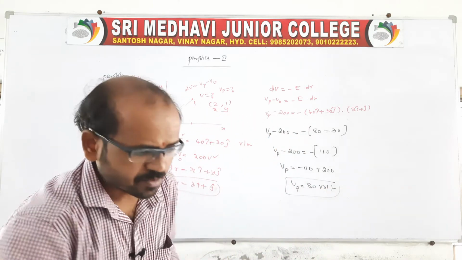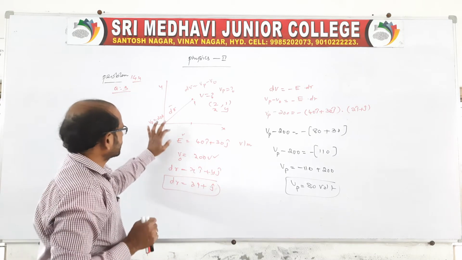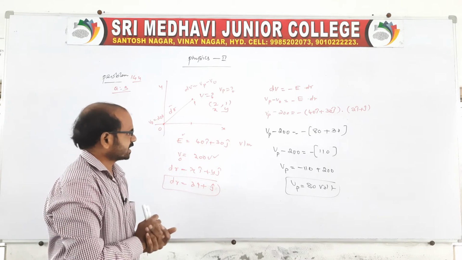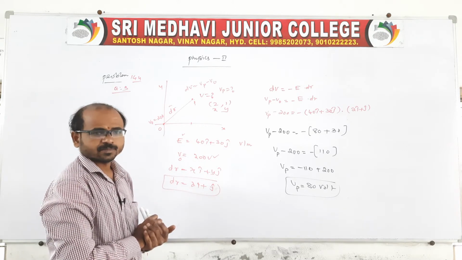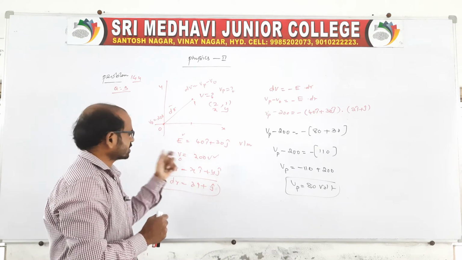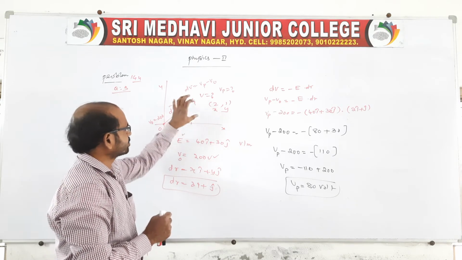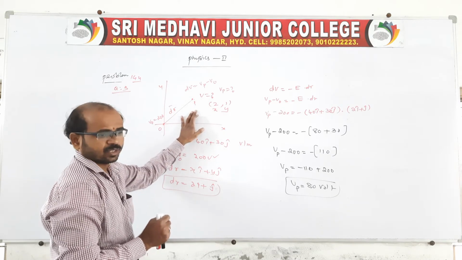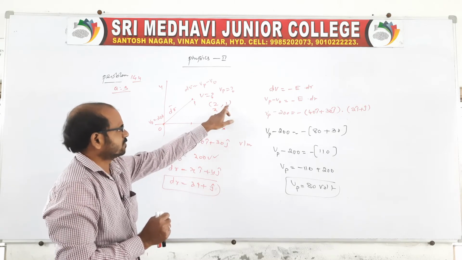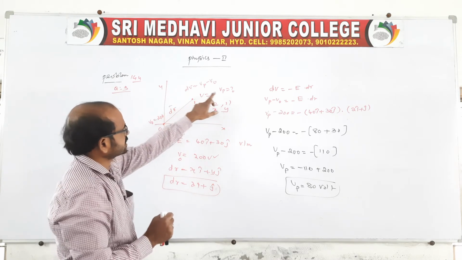Look here, there is a question given: E is given in vector form as 40 i cap plus 30 j cap, and at the origin the potential is given as 200 V. It asks to find the potential at a point P in the xy plane. Two coordinates are given, 2 comma 1, meaning x is 2 and y is 1. At point P the potential is asked.